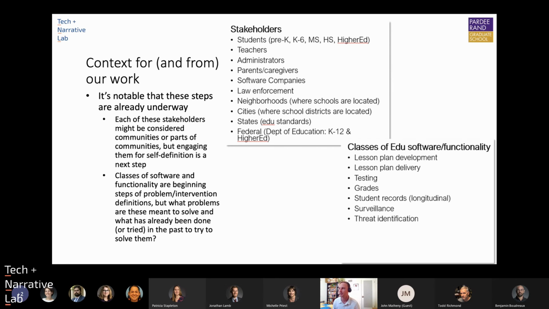We've started to talk about the classes of education software and functionality. But what problems are these truly meant to solve and address, and what's been done in the past to address those? We want to avoid presenting solutions looking for problems and situate our work, like I said, in the long timeline of research and intervention that might have already been happening in these spaces to address these problems. Go to the next slide, Ben, please.